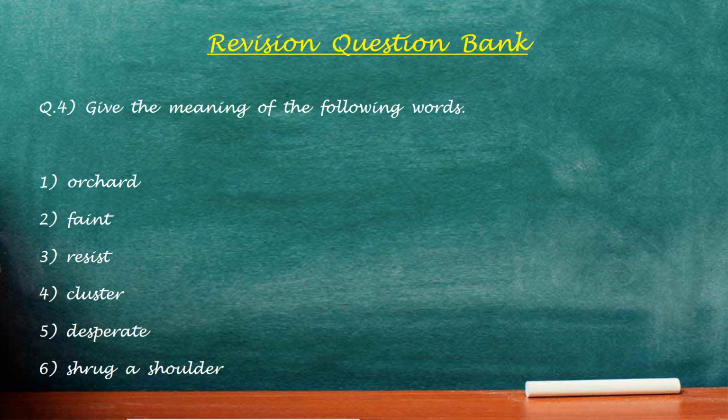Question 4. Give the meanings of the following words. Number 1. Orchard. Number 2. Faint. Number 3. Resist. Number 4. Cluster. Number 5. Desperate. Number 6. Shrug a shoulder.